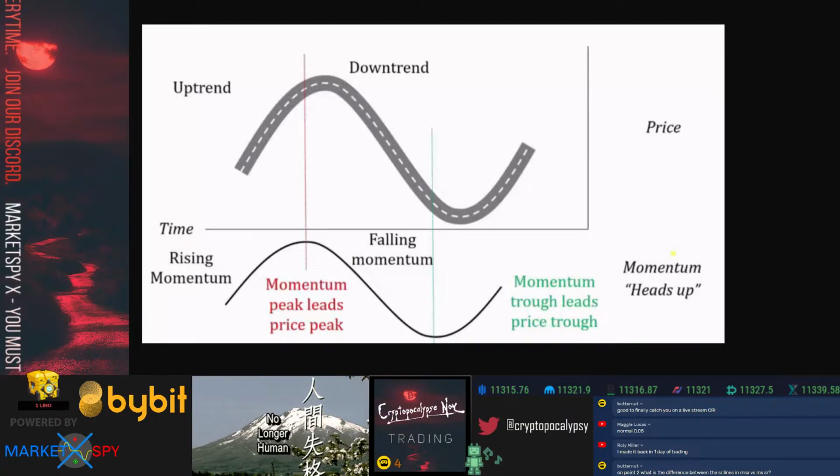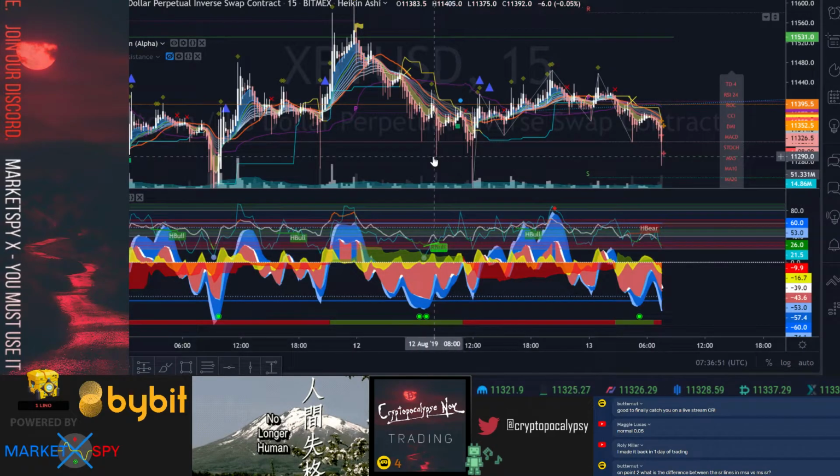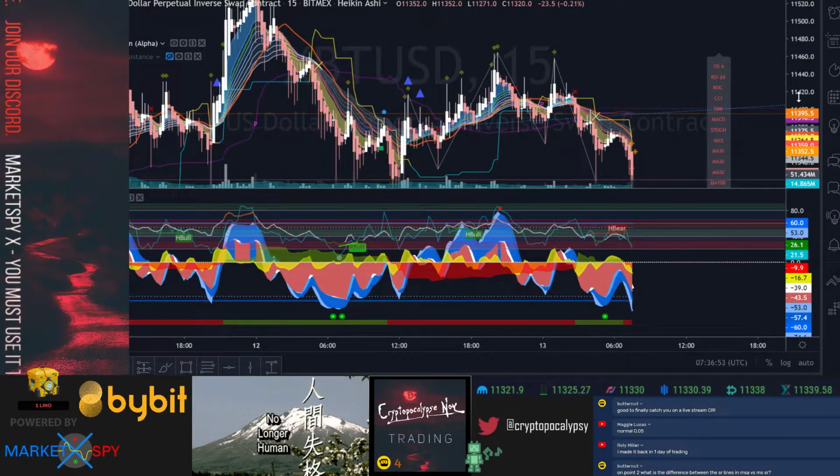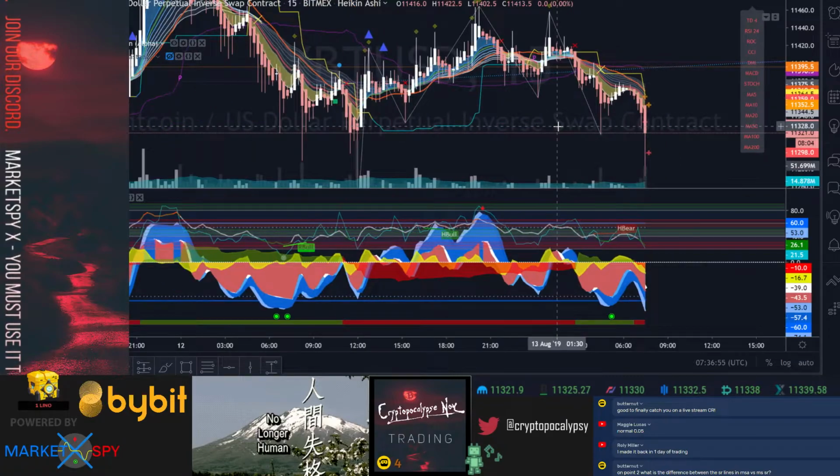You must understand momentum, because momentum leads price. It is a fact. Everyone who trades knows this. Momentum gives you a heads up, and this is why the signals are so effective. I will demonstrate by showing you a perfect example in this range that we're in right now.